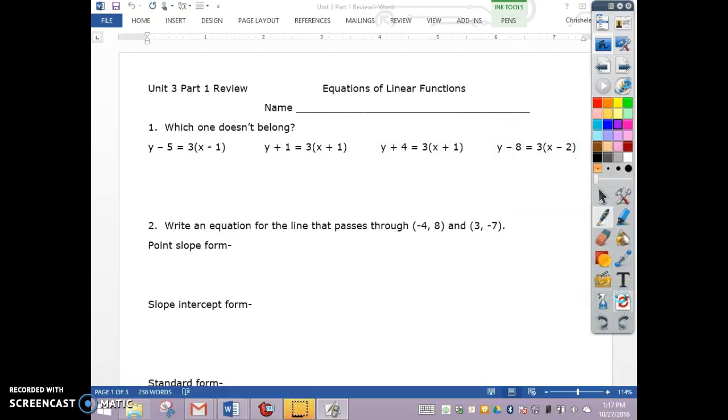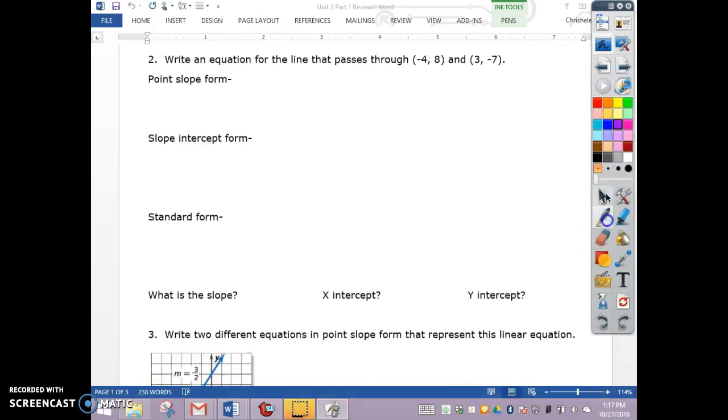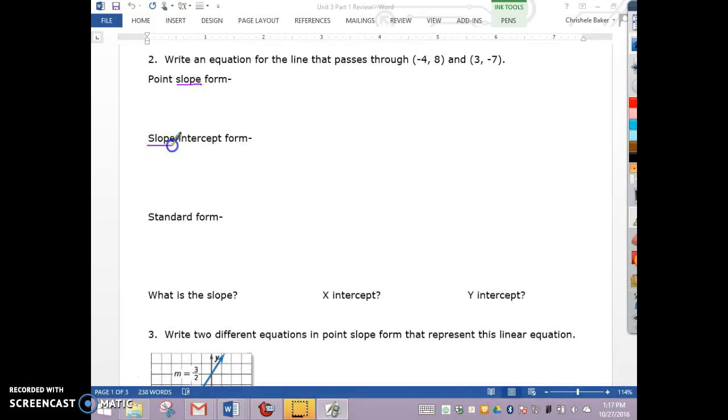So we are going to be working with all three forms here. And in these first two, notice they have the word slope in them. So we're going to need our slope. I'm going to label this one x1, y1. I'm going to label this x2, y2. And I'm going to do my slope formula. Change in y over change in x. Negative 7 minus 8 divided by 3 minus negative 4. Negative 15 over 7. A negative negative makes a positive.